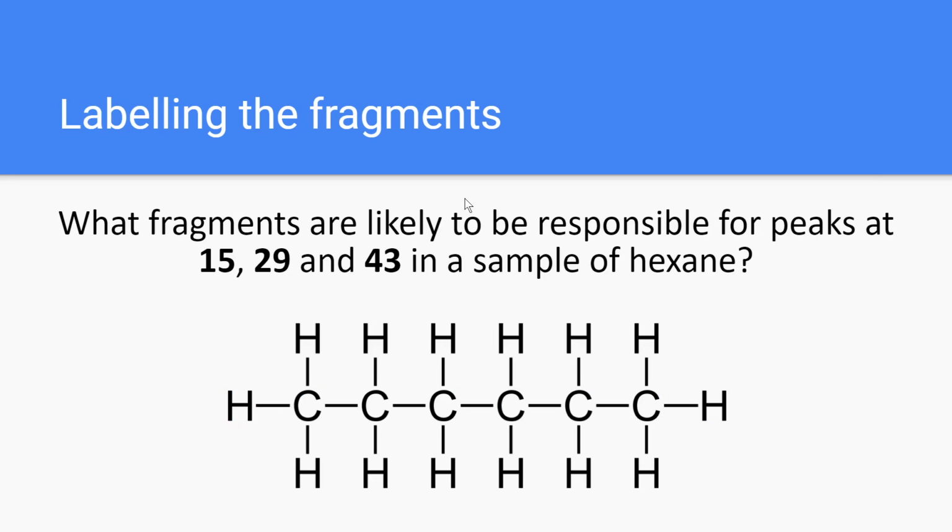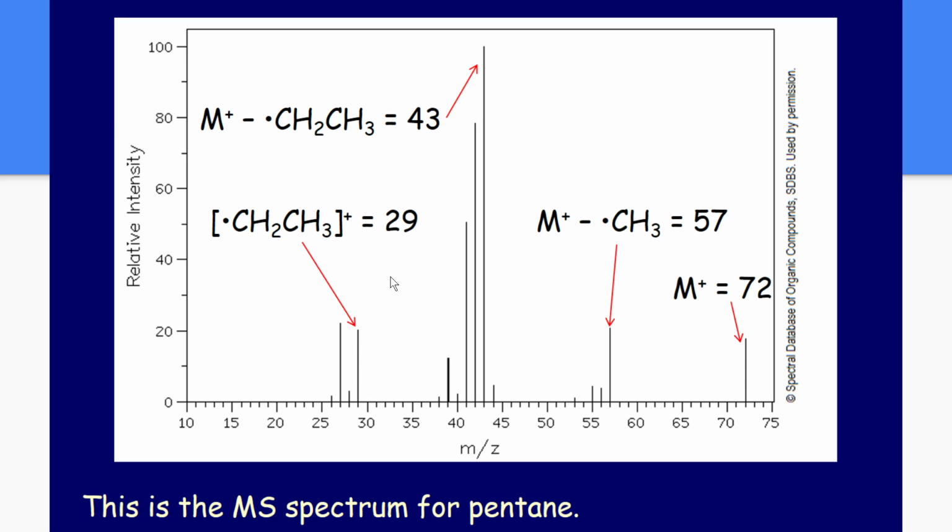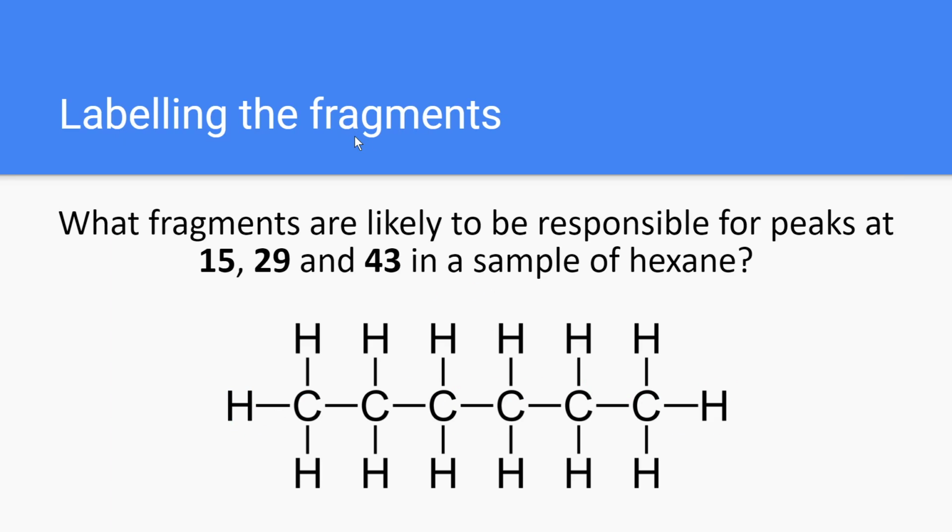What fragments are likely to be responsible for peaks at 15, 29 and 43 in a sample of hexane? 29 and 43, I think we've already identified, they'll be the same as here. Okay, so this will be 43, those are the same. But what about 15? What fragment would be identified at a mass of 15 in hexane?